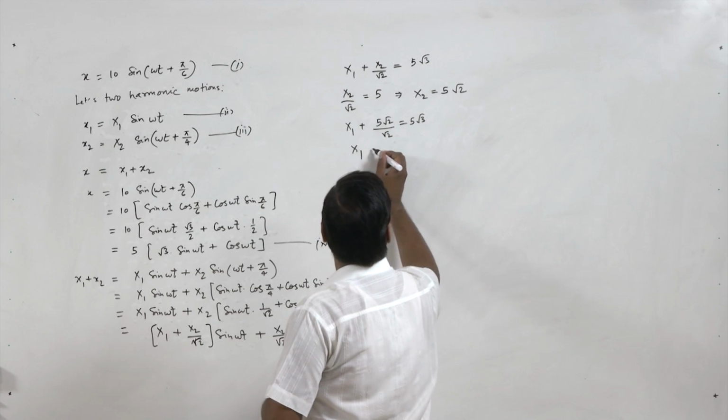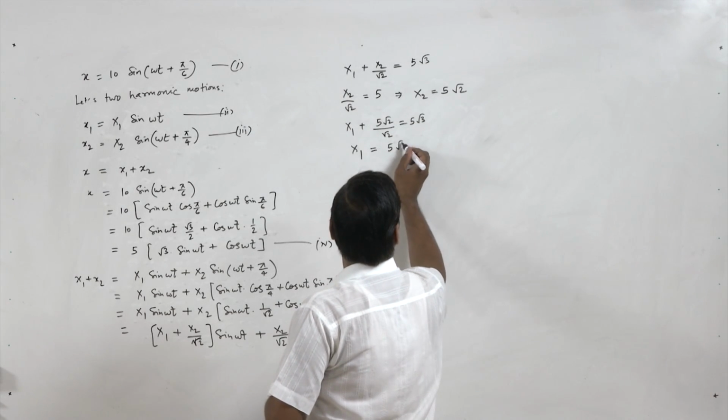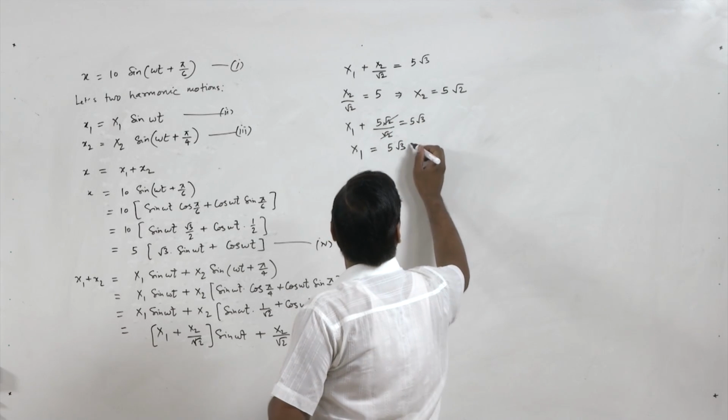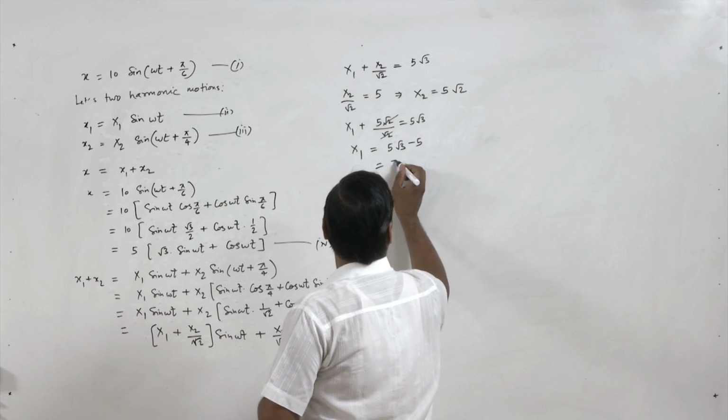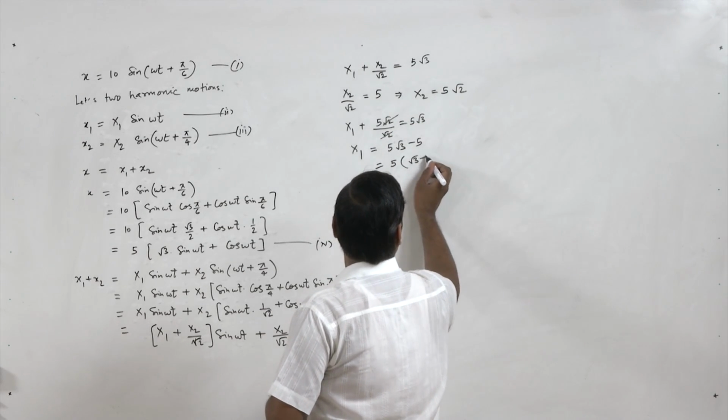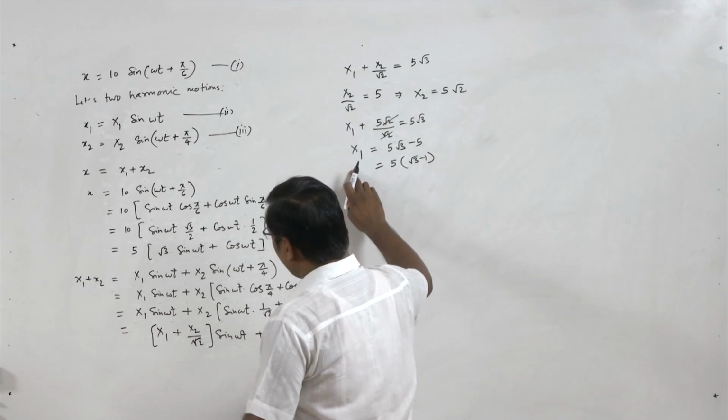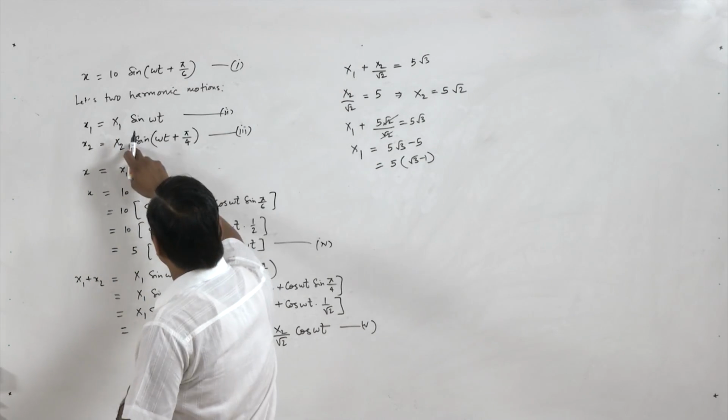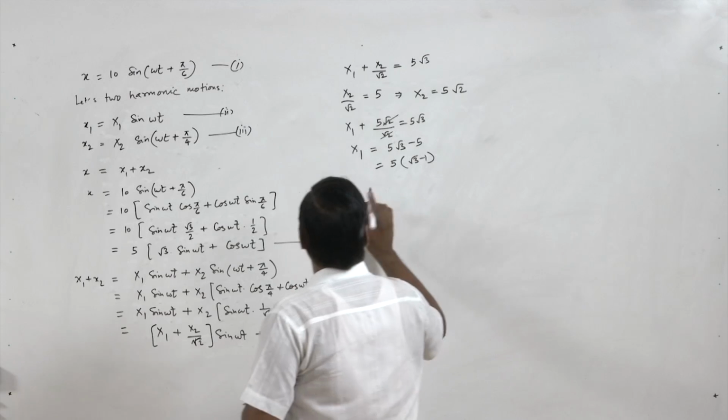So x1 equal to 5 root 3. So this will be cancelled out, minus 5. So it is 5 root 3 minus 1. So we got x1, we got x2. So we can know this from these two equations.